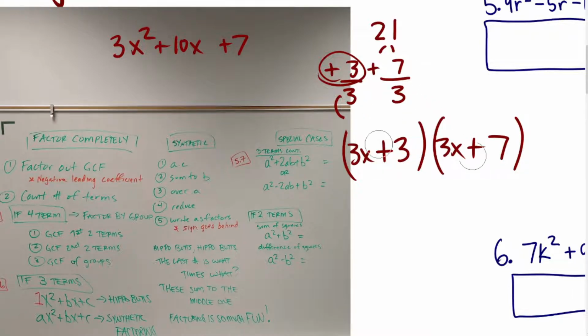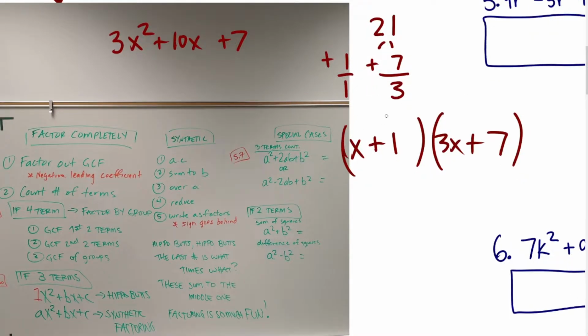Or actually, I forgot to mention, we're supposed to reduce first. So we actually want this to be 1x plus 1, because 3 over 3 can turn into 1 over 1. And so we'll move this plus 1 here and then this 1 here. My mistake. So this would be your factored form.